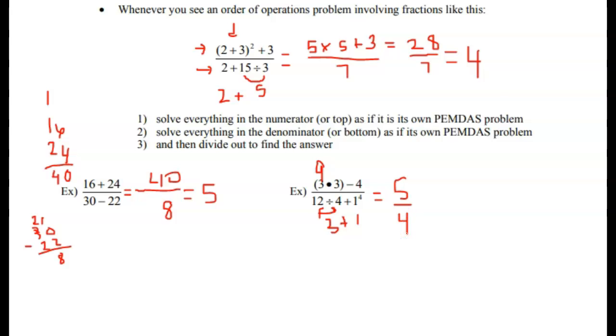Notice I can't divide this out. This is what it is. Okay, it is what it is. So we leave that 5 over 4.